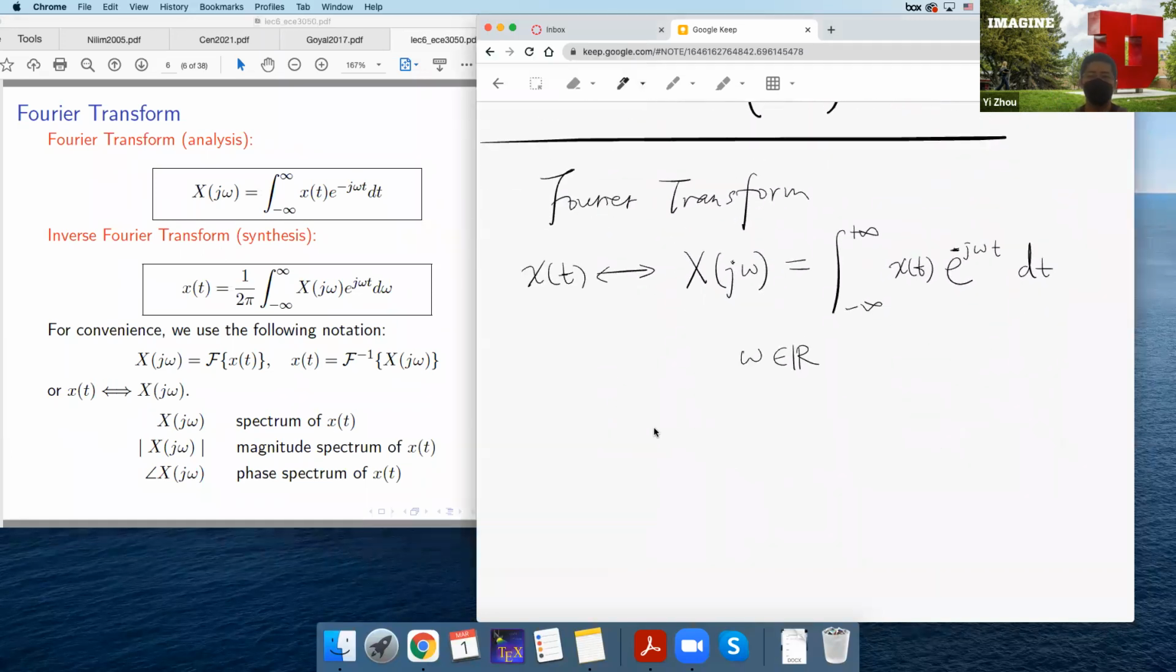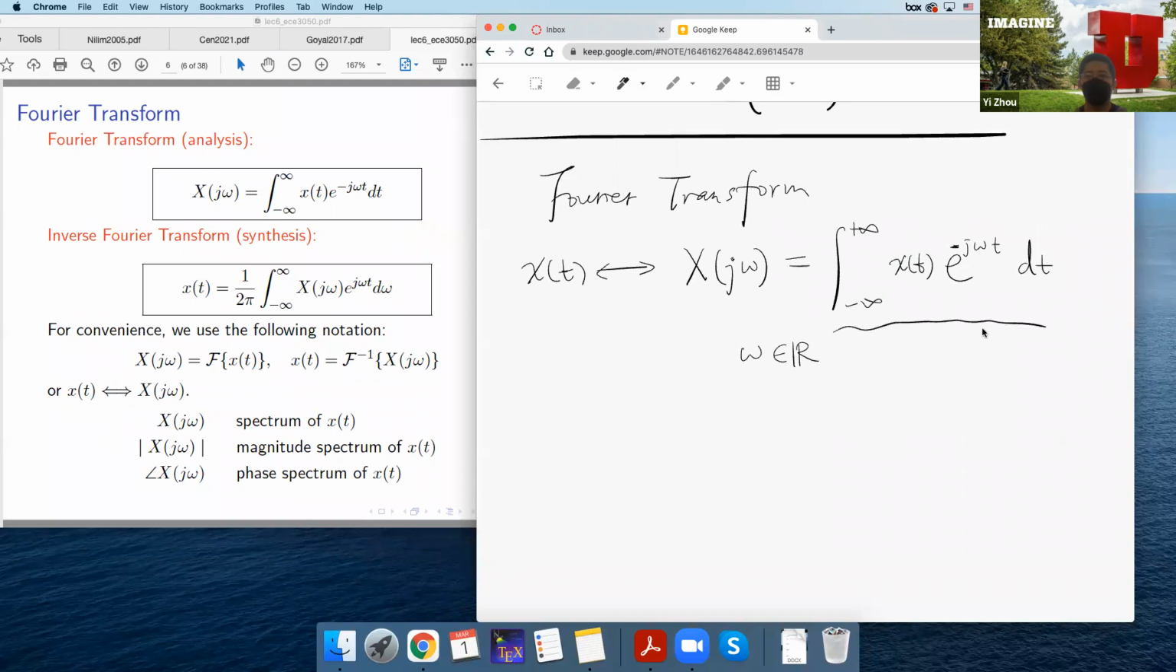So this is basically projecting the signal onto each of the eigenfunctions e to the power of j omega t. Now this is a standard eigenfunction in the Fourier domain. So we are calculating the dot product between the signal x(t) and this eigenfunction. And mathematically, as we discussed before, this dot product is defined by that integration.